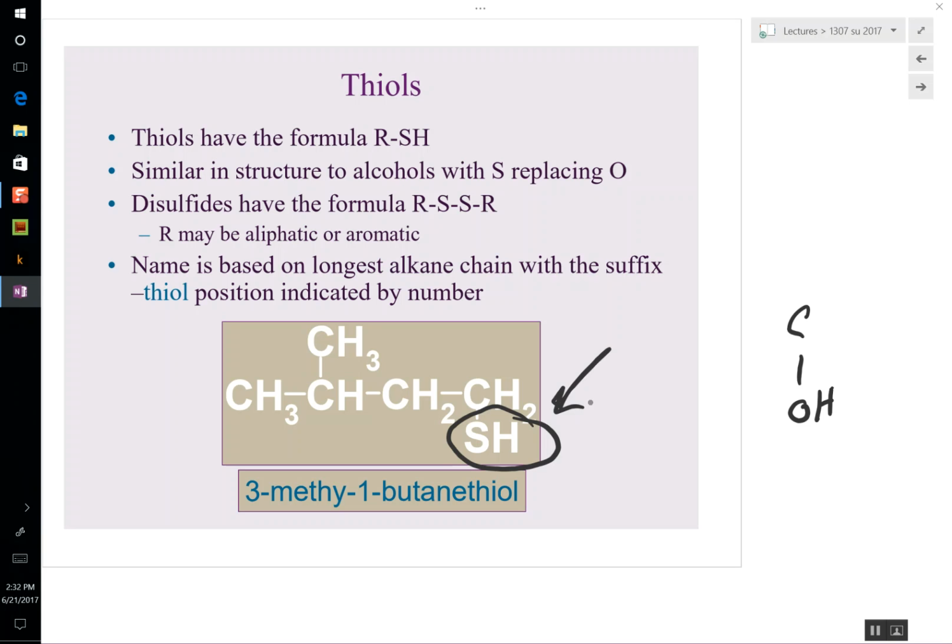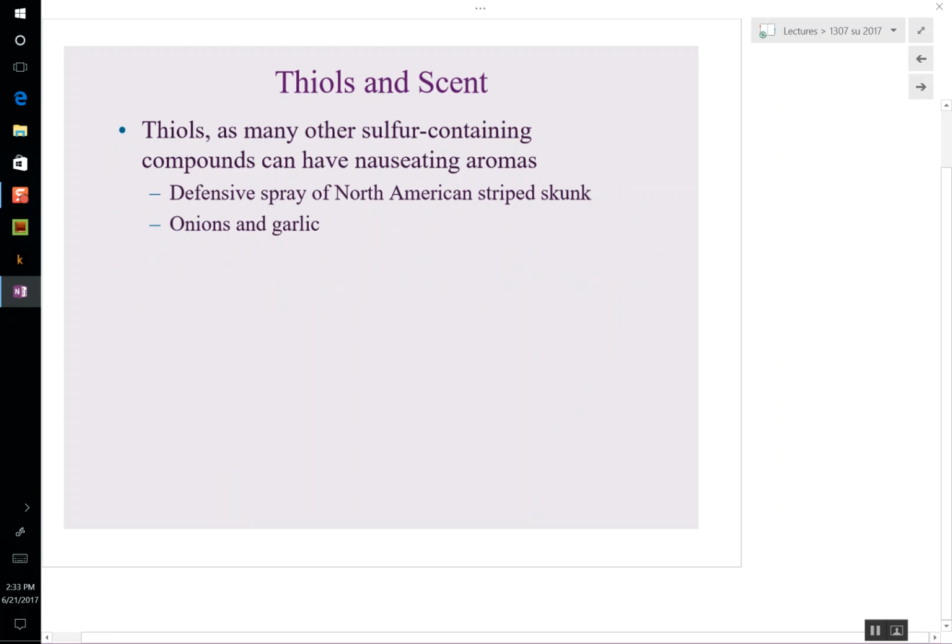This is important in proteins. Cysteine is a thiol functional amino acid, cysteine. Where alcohols have certain properties, thiols usually have really an offensive odor, very offensive.